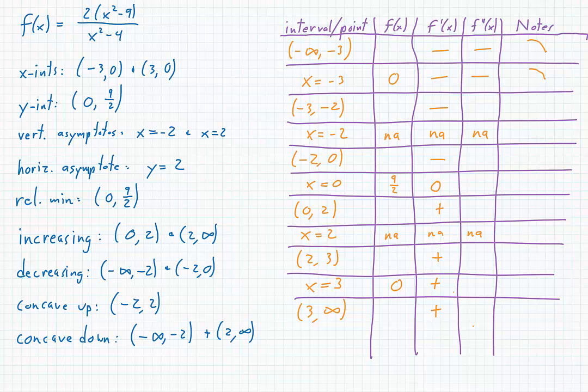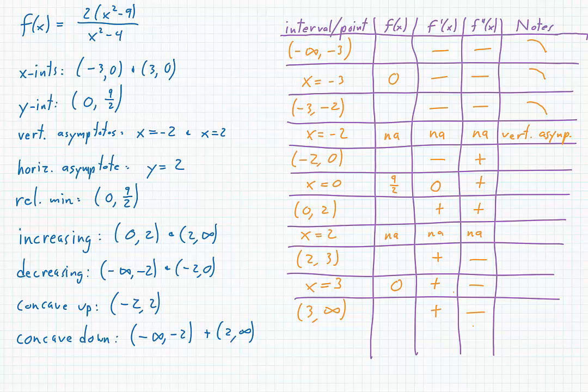Our concavity, f double prime of x: we're concave down all the way to negative 2, so we can go minus here. Then we're concave up from negative 2 to positive 2, and then we'll be concave down again from 2 to infinity. So my picture doesn't really change here. For a note here, I could write this is a vertical asymptote.